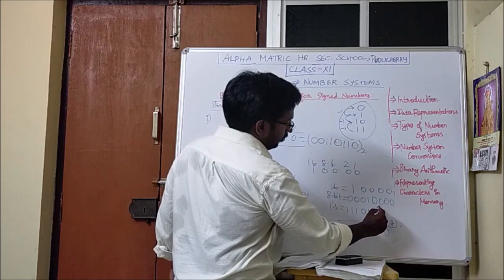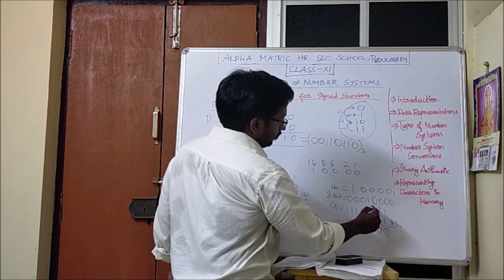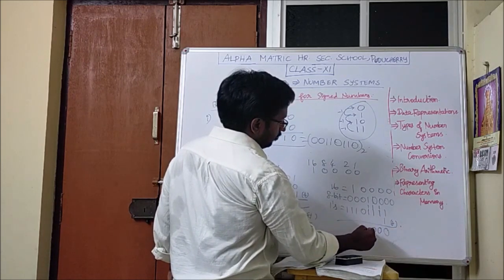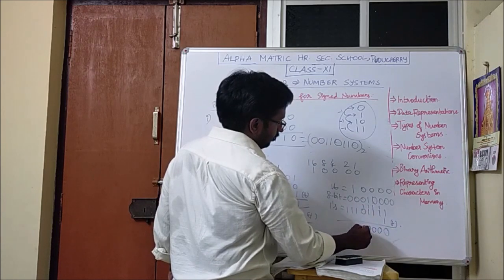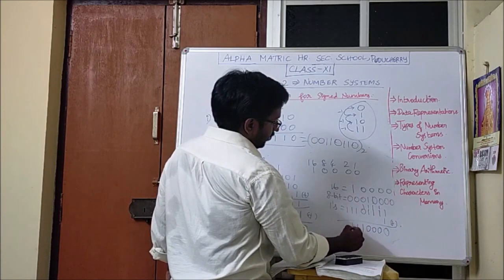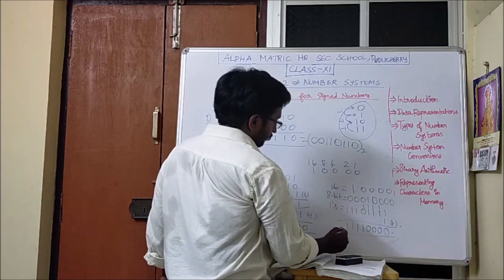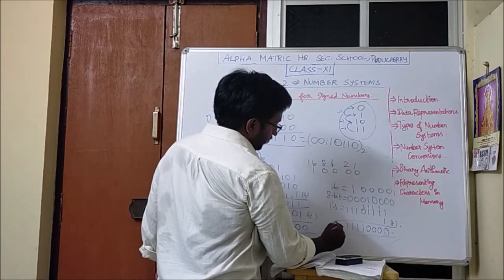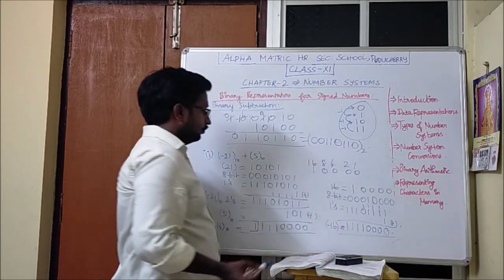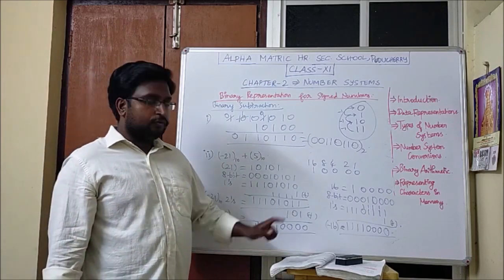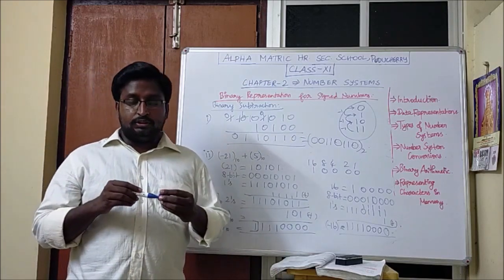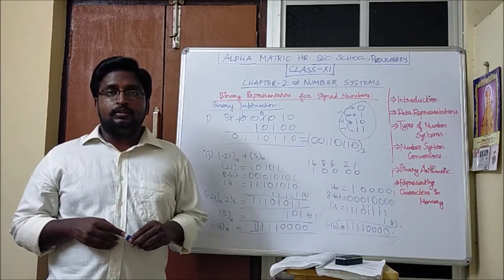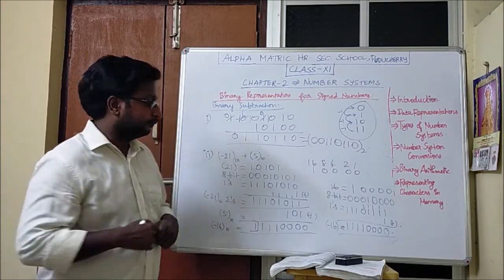1 plus 1 is 10, again 1 plus 1 is 10, and the remaining bits are the same. So this is the value for minus 16. So the answer which you found is correct. So this is how you have to do binary addition and subtraction.